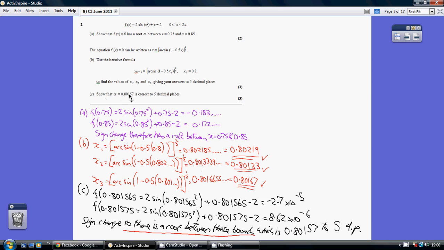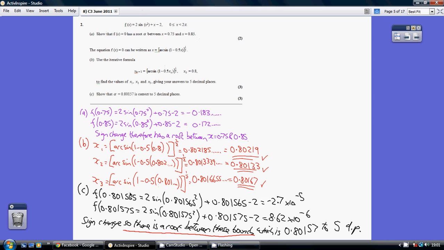Now to show that this is correct to 5 decimal places, it's pretty similar to part A. You take the upper and lower bound of 0.80157 to 5 decimal places, so 0.801565 and 0.801575, and you just do the same as you did in part A.